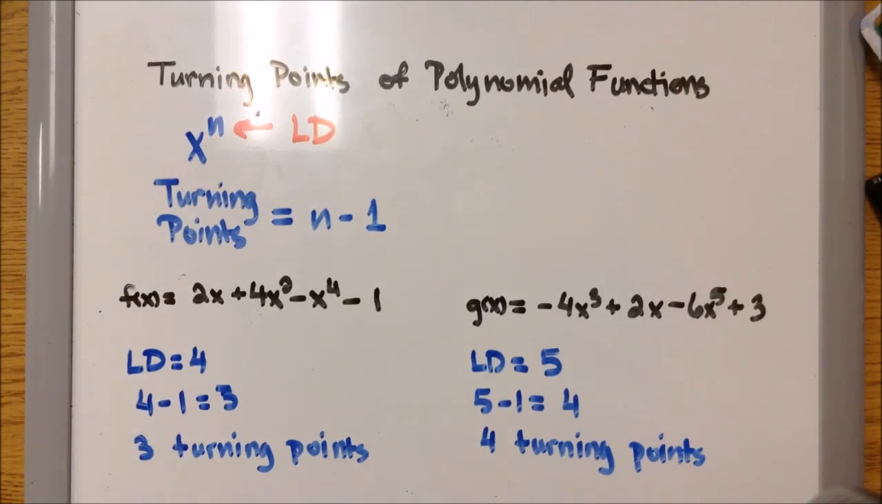So basically that's all you have to do when it comes to identifying turning points. Look for the leading degree and then subtract 1, and that should be your number of turning points in terms of what the graph would look like, but not all the time. So f of x has 3 turning points, g of x had 4 turning points. And again, to review, this rule usually works most of the time, depending on what zeros you have. So again, turning points, usually it's n minus 1. If your leading degree is 4, 3 turning points. If your leading degree is 5, 4 turning points.